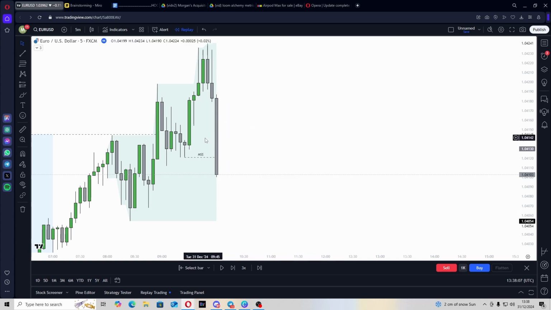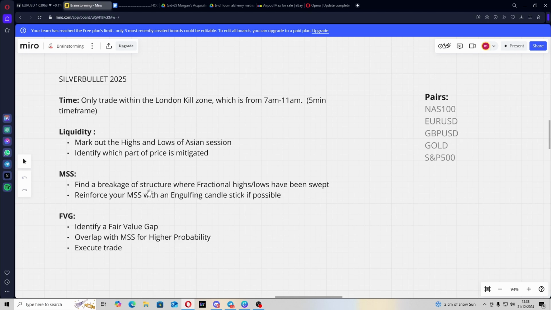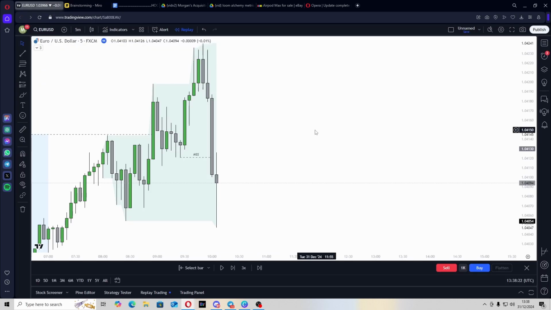Once we've got the market structure shift and engulfing candlestick, what we need to do next is find out the fair value gap. Okay, we need to identify a fair value gap in the market, and then we overlap this with the market structure shift for a higher probability trade. And all we need to do from then on is execute the trade. All right, this is all we need to do.